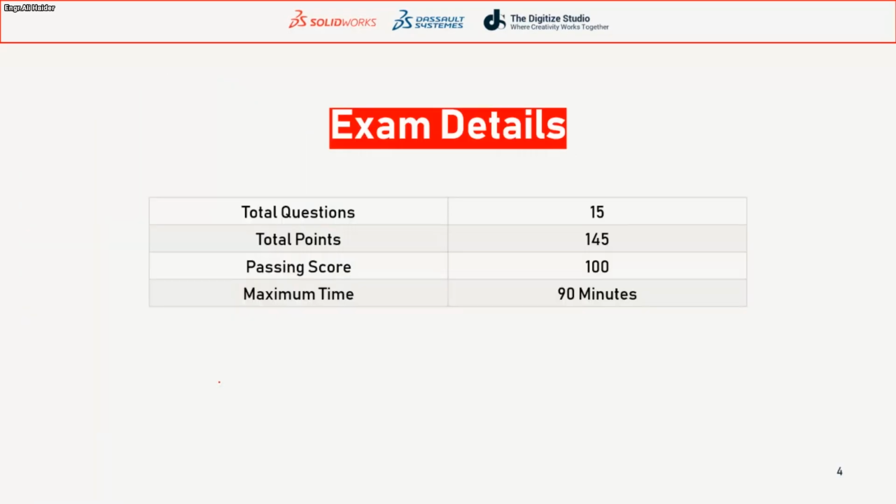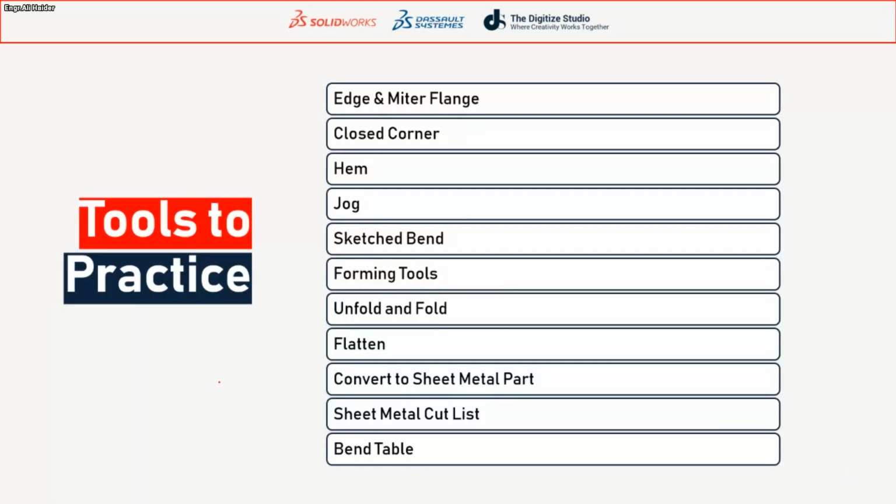Starting with the exam details, which can be found on the official website: it's a total of 15 questions and 145 points, of which 100 is the passing score, and you will have 90 minutes to finish the exam. Now, the important tools that you must know before starting your exam. You don't just need to know where these tools are, you actually need to practice them in SolidWorks.